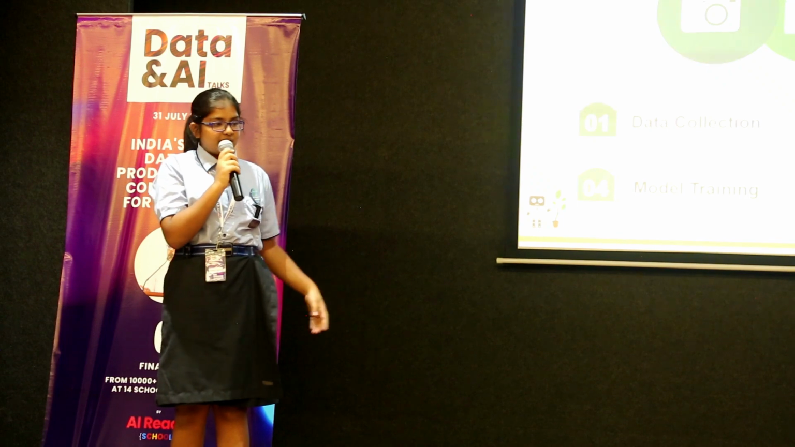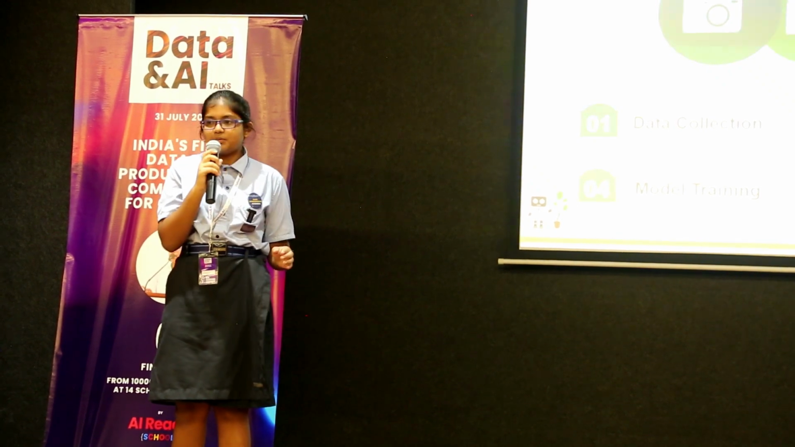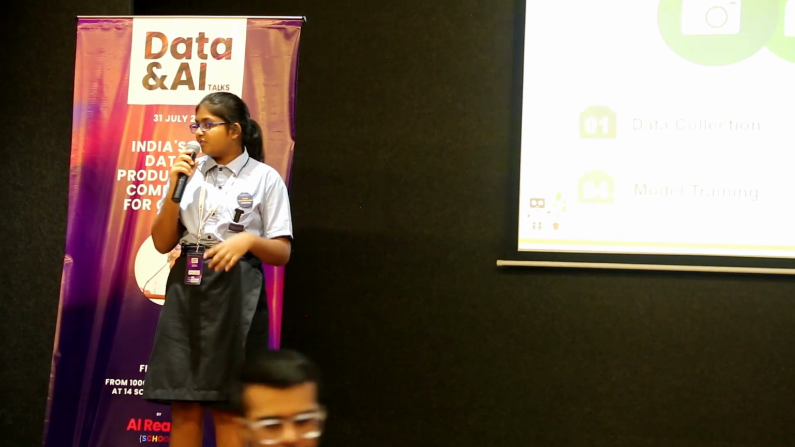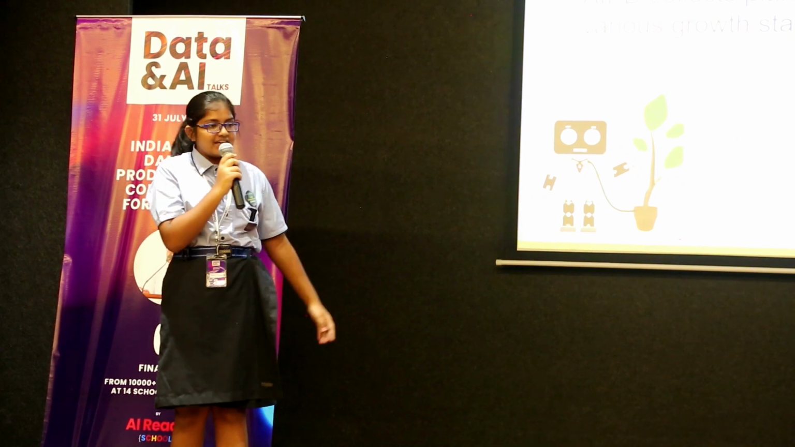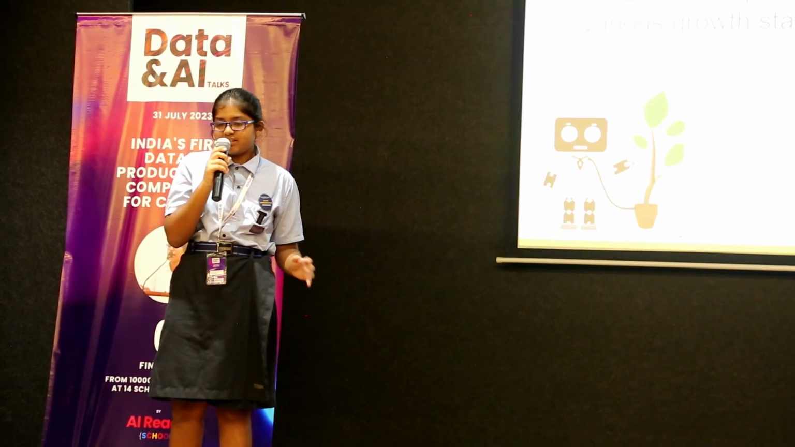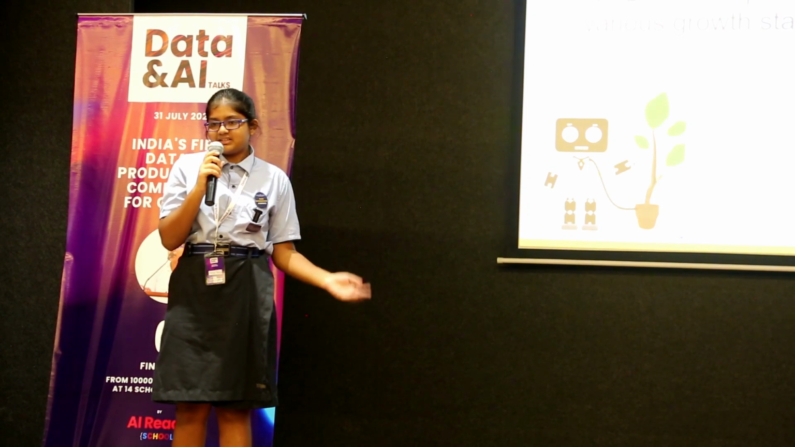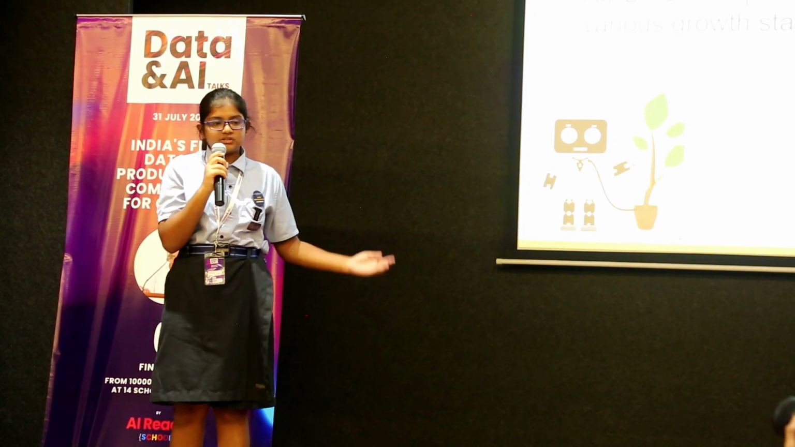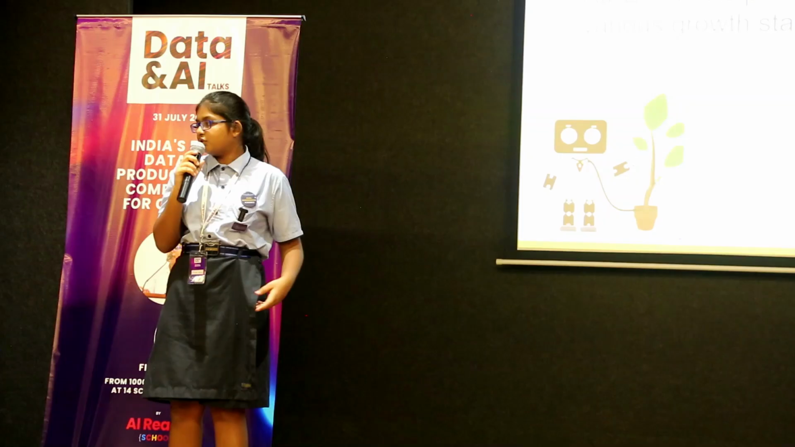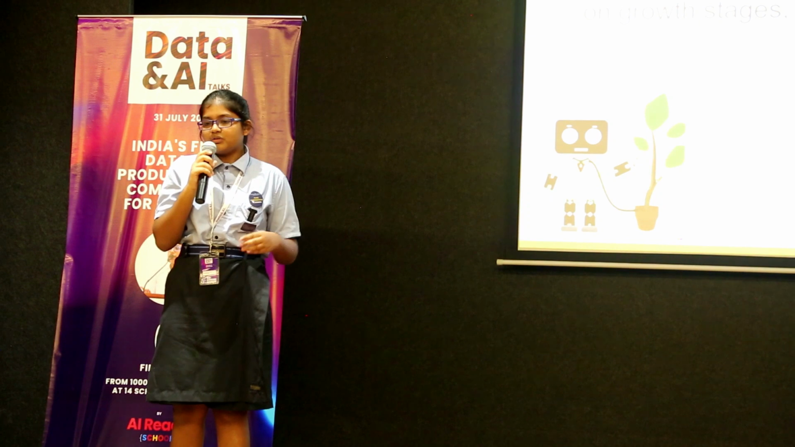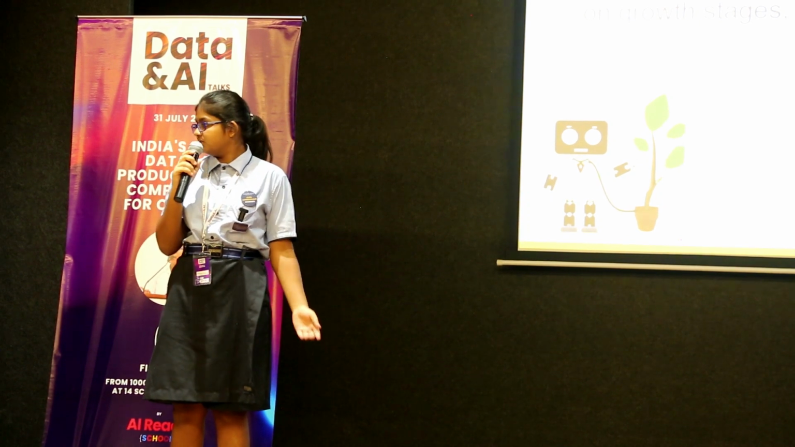So, how does AIPD work? It has basic 6 steps. First step, data collection. In this, we will collect data of various species of plants, with images of them as diseased and as healthy in their growth stages. We will also collect information about diseases and plants.